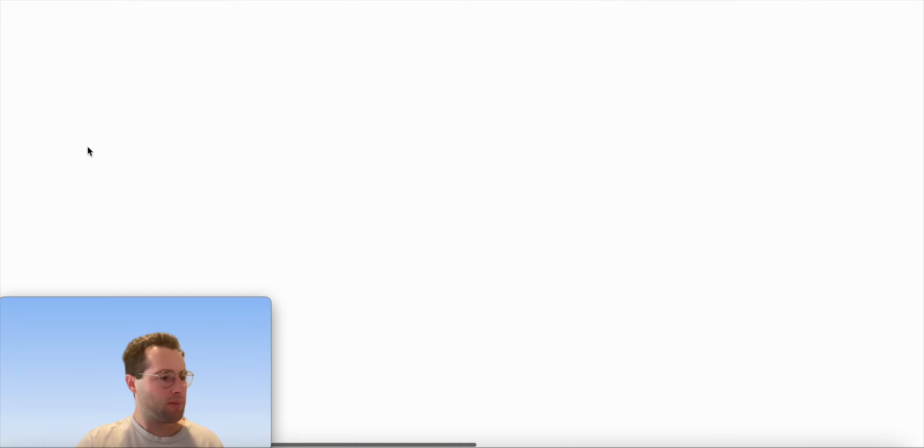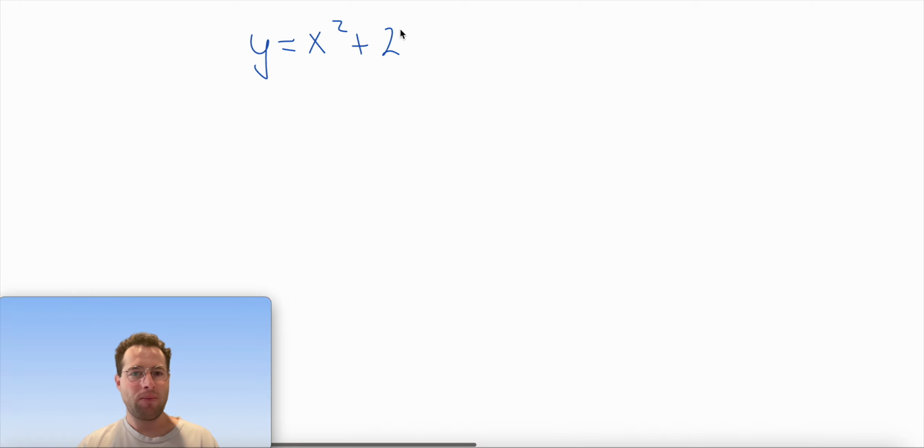The next example I wanted to go over was, let's say we have y equals x squared plus 2. Okay, so now we've got a transformation. This is a vertical shift up 2 units. And so this is f of x, and we want to find f inverse of x.